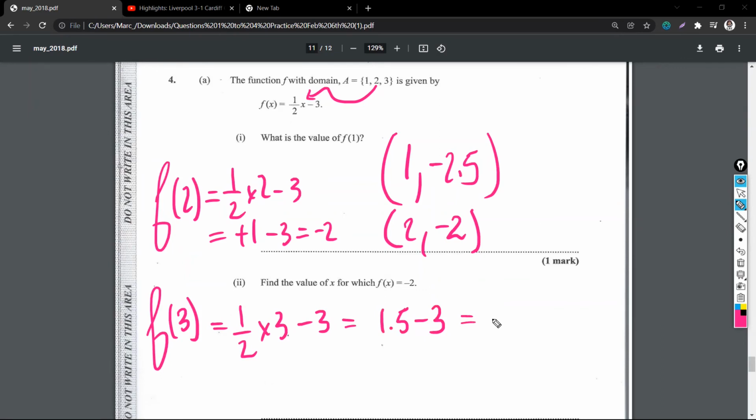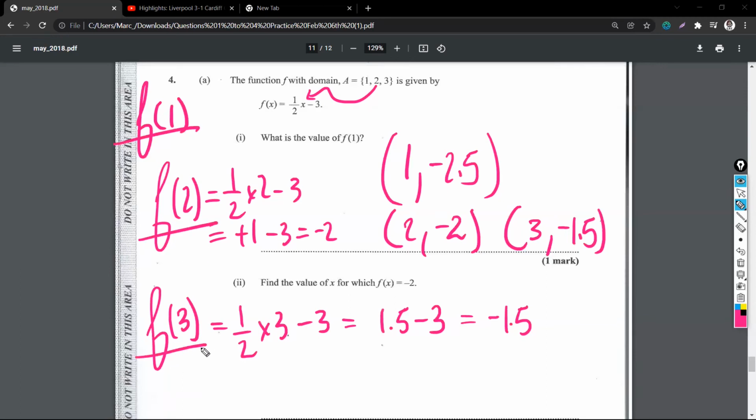And this would give you negative 1.5. So the last ordered pair, guys, is when x is 3, the function is negative 1.5. So these are actually the 3 ordered pairs they're asking you for, guys. F of 1, f of 2, and f of 3. That's what they're asking you for.